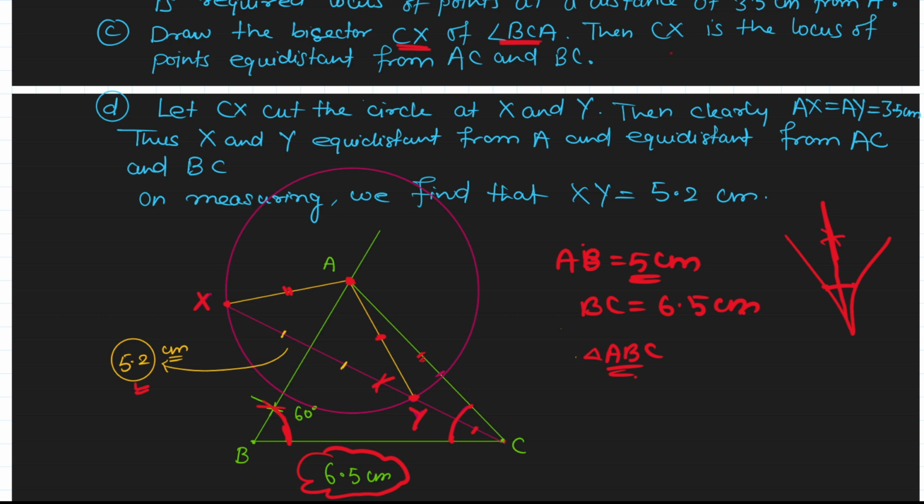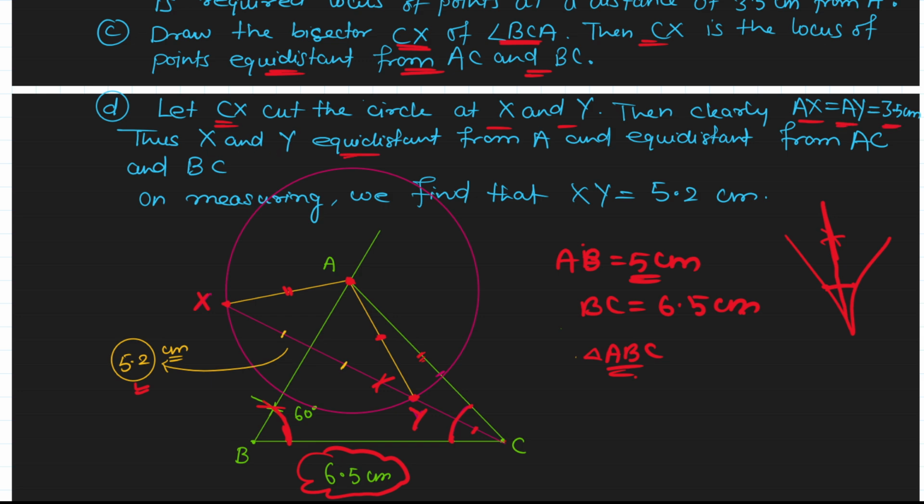So draw the bisector CX. Then CX is the locus of points equidistant from AC and BC. This point will be equidistant from AC and BC as well. Now let CX cut the circle at X and Y. This was the fourth question we had. Then clearly AX and AY are 3.5 centimeters.